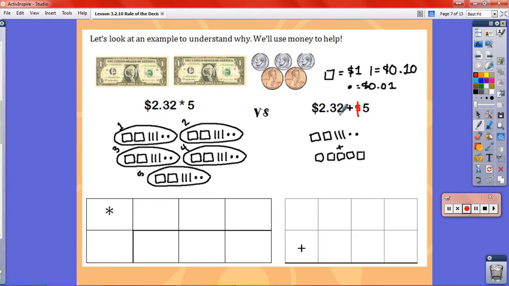So $2.32 plus $5 would look like this. $2.30, 2 cents, plus $5. When I add that to 32 plus $5, notice I lined the dollars up with the dollars because place value is important. So even though I didn't put 0.00 here, I lined it up here. My answer then is $7.32.